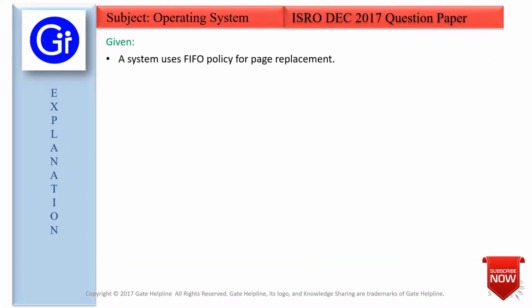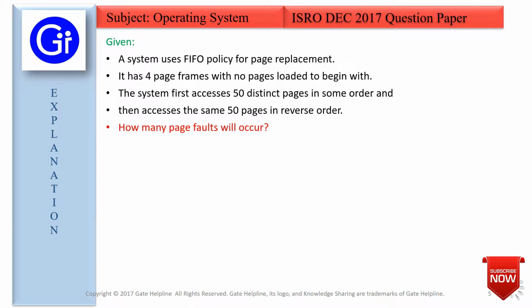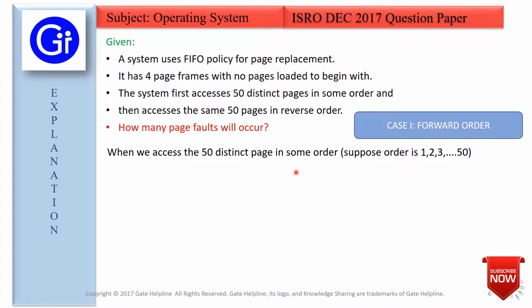In this question we are given that a system uses FIFO policy for page replacement. Second, it has 4 page frames with no page loaded to begin with. Third, the system first accesses 50 distinct pages in some order and then accesses the same 50 pages in reverse order, and we need to find how many page faults will occur. Now we will see two cases: accessing 50 distinct pages in some order, and accessing the same 50 pages in reverse order. First we take case 1, that of forward order. Suppose the order is 1, 2, 3 till 50.